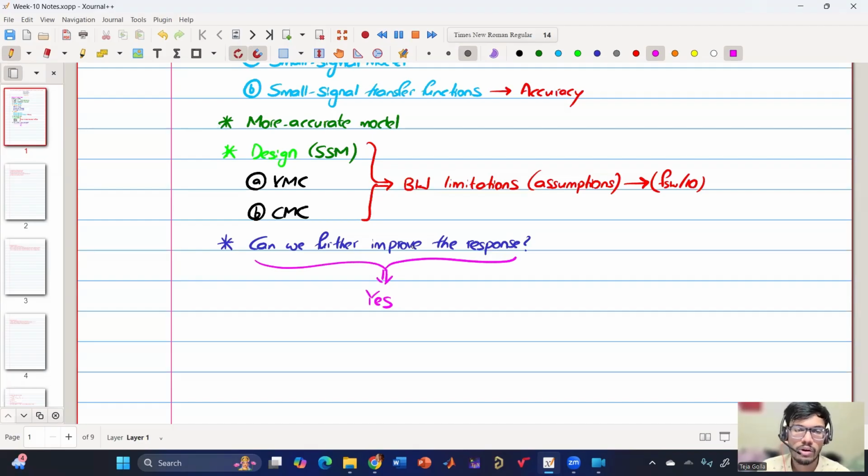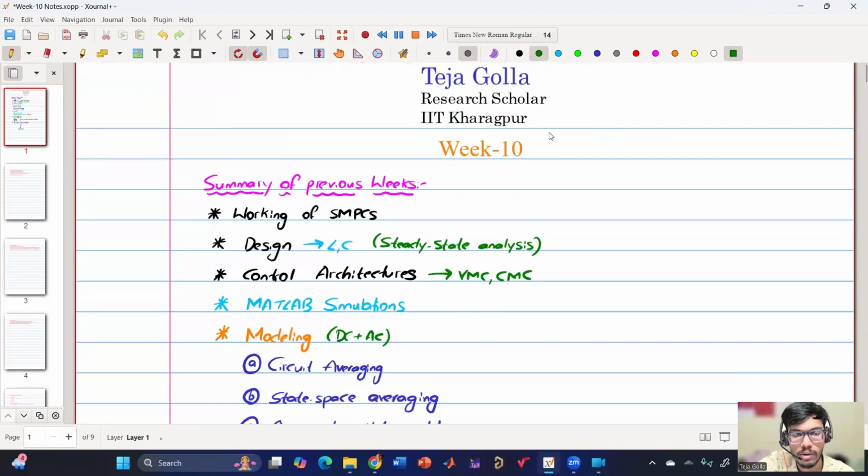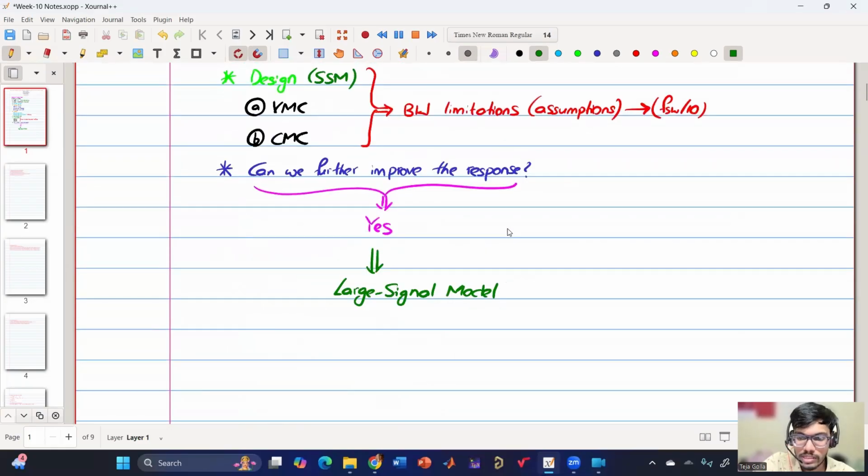So we cannot make any assumptions, which means we cannot go for small signal model. So in that case, we have to do large signal model. So the overall objective is to go for large signal model. And if we are going for large signal model, one thing that we know is it is no more a linear model, because there is a switching action that is going on, and it is a non-linear model, right?